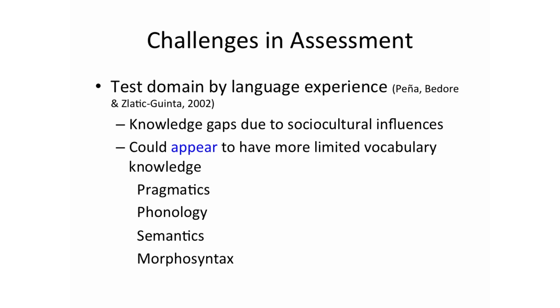We know also that in different kinds of domains, children have different kinds of experiences. So we might see sociocultural experiences also play a role in how kids perform on standardized tests, especially tests that are normed on a monolingual population. So kids may have gaps. They may know some things in one language and have lexicalized other things in another language.